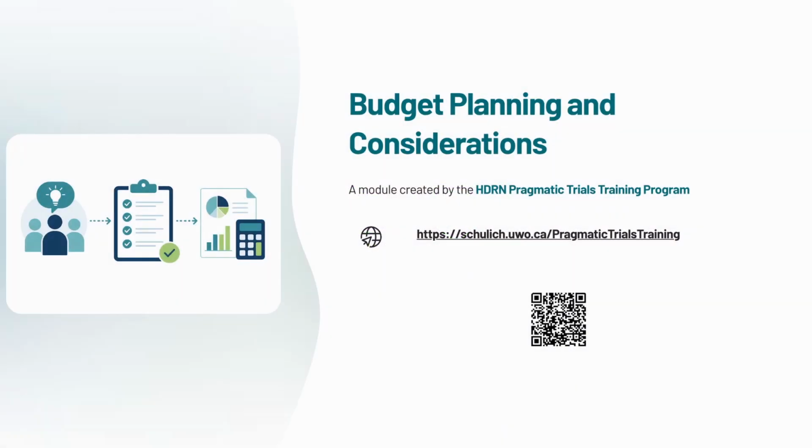Welcome to an HDRN Pragmatic Trials module on budget planning and considerations. The budget is a practical plan that helps the trial team think through the people, sites, materials, data systems, partners, and timelines required to move from an idea to a completed study.